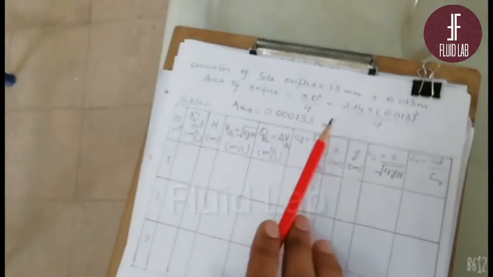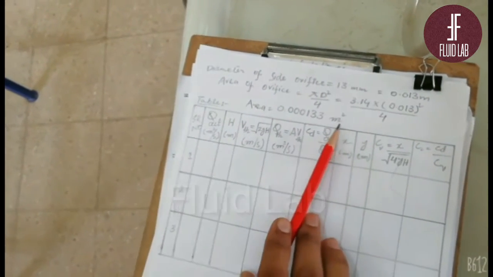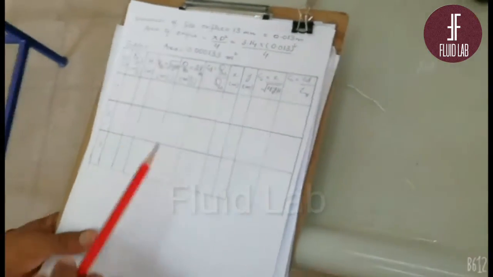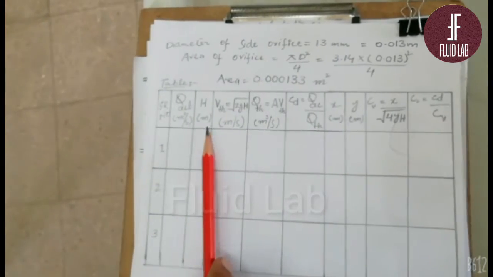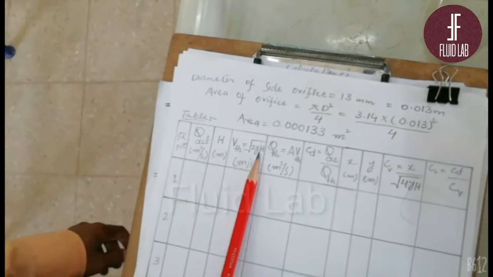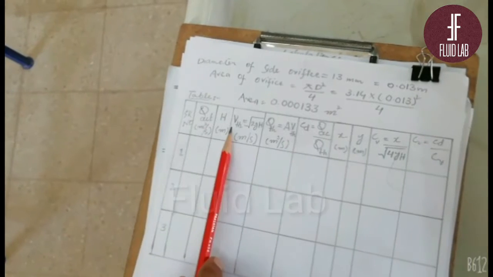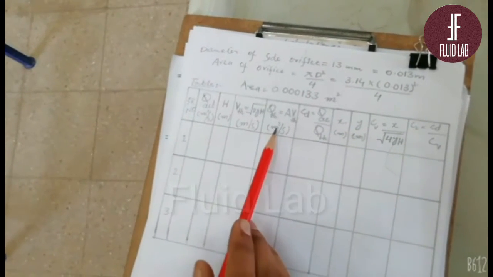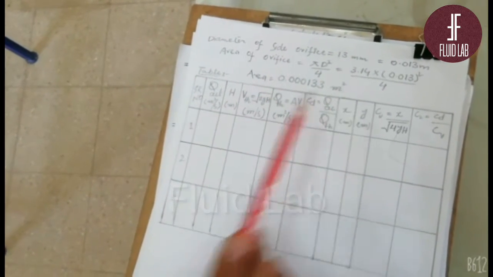We calculated the area of the orifice by pi d square over 4, and we come up with 0.000133 square meter. The first column, Q actual, will be obtained from our hydraulic bench. This is height capital H, which we will measure from this scale. The other column is V theoretical, which is equal to the square root of 2gH, and we use that H to find V theoretical. Next, Q theoretical will be obtained by multiplying V theoretical and the area of the orifice.